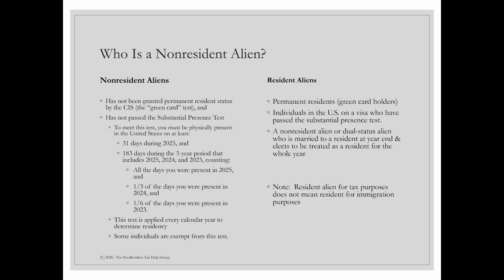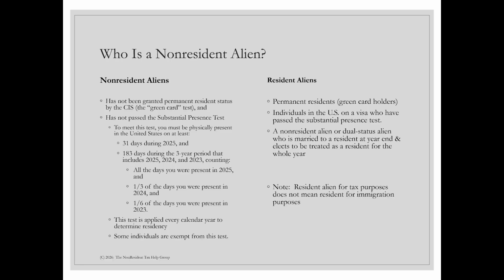And there's some math to calculate what that threshold number is, to say, were you here long enough to meet this test or not? This is a test that's applied every calendar year to determine tax residency. Some individuals are exempt from this test. We'll talk about that in just a moment. If you meet that test, you're going to be a resident for the tax year. If you don't meet that test, you're going to be a non-resident for the tax year. If you are a non-resident, but you're married to a resident, you can choose to be treated as a resident for the entire year. There can be a few tax advantages of doing that.